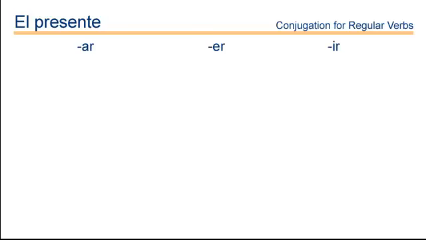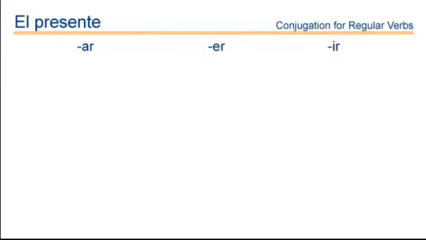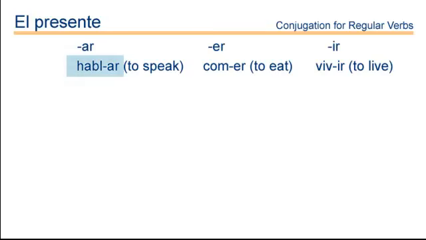First of all, as you have probably learned in class, there are three kinds of verbs in Spanish: the AR verbs, ER verbs, and IR verbs. And let's see a few examples of those. Hablar, which means to speak; comer, which means to eat; vivir, which means to live.